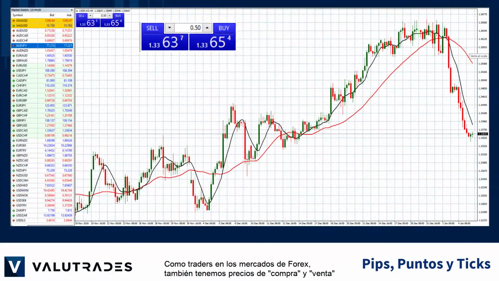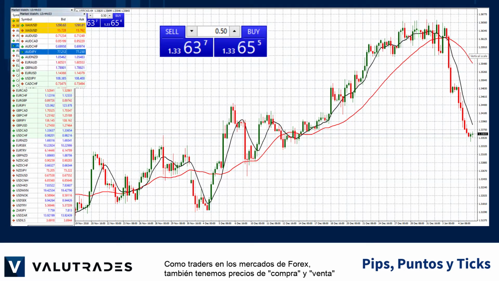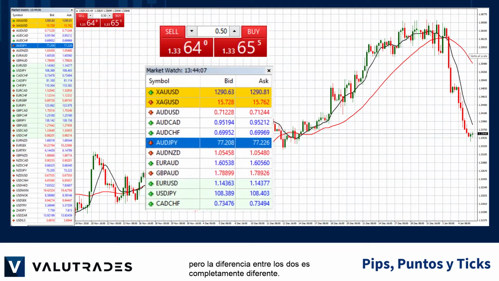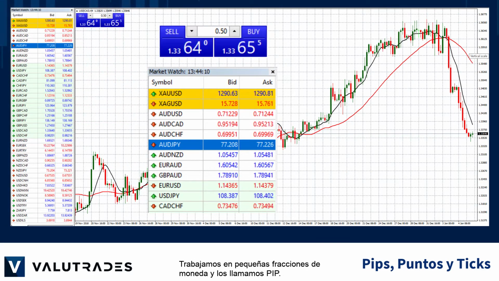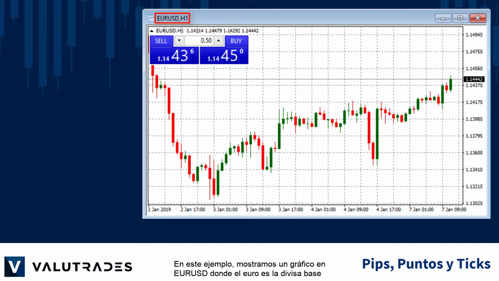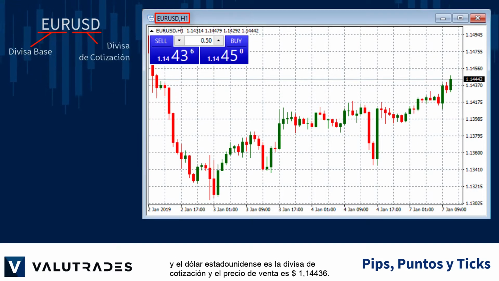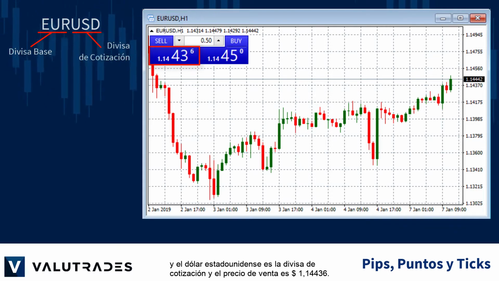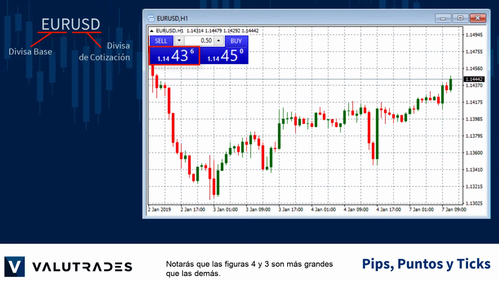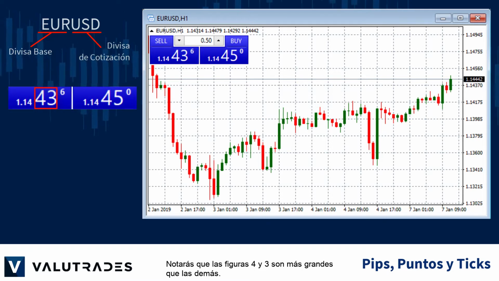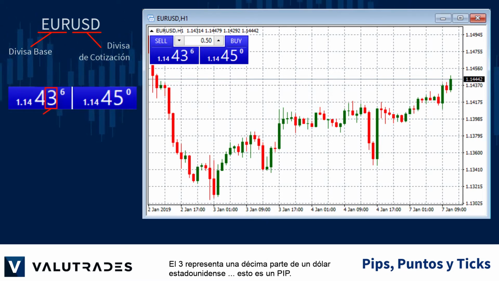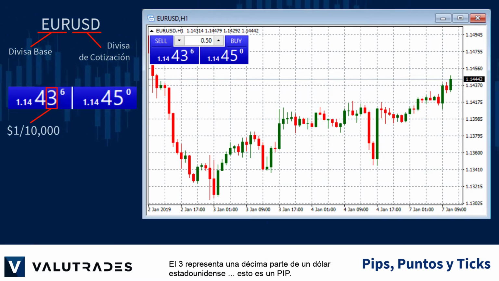As traders in the FX market, we have buy and sell pricing as well, but the difference between the two is completely different. We work in small fractions of currencies and we call these pips. In this example, we are showing a chart on euro-dollar where the euro is the base currency and the US dollar is the quote currency, and the sell price is 1.14436. You will note that the figures 4 and 3 are larger than the others. The 3 represents 1/10,000th of a US dollar.